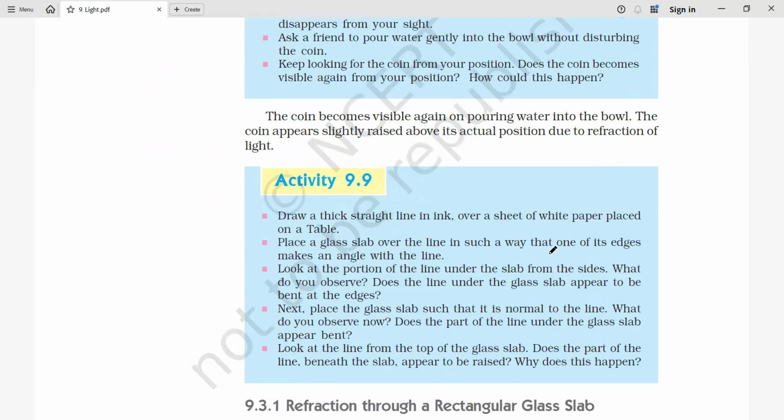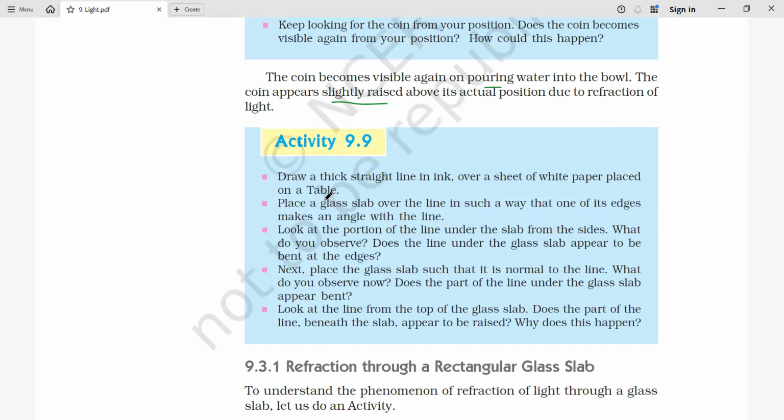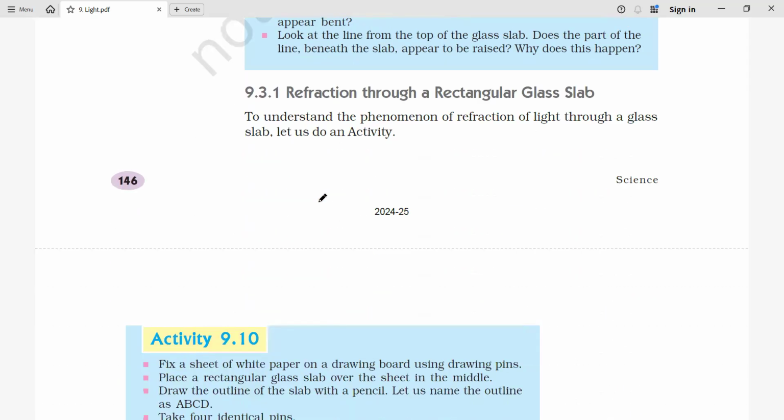Now suppose for example, a coin is placed in the empty bowl or something we have taken. So how is it going to appear? Again, if you are going to put some water, after pouring some water in this bowl, then what you are going to see is that it is slightly raised from the actual position. So that is happening due to refraction of light. Okay, at the interface of the water and air, the direction of the light is going to change. That's why it's going to appear slightly raised, थोड़ा ऊपर उठा हुआ महसूस होता है.